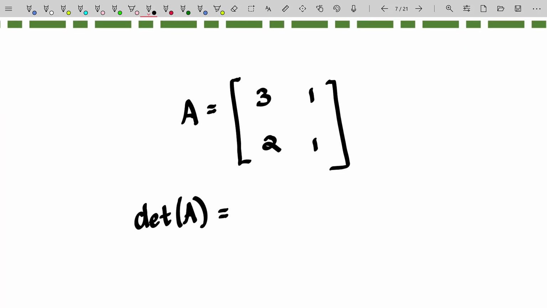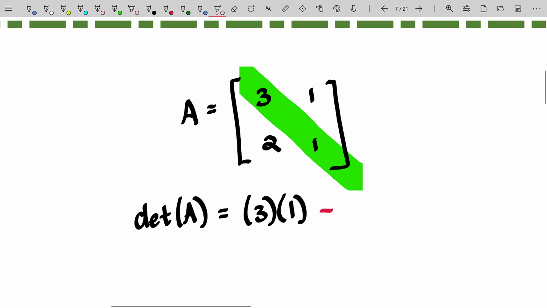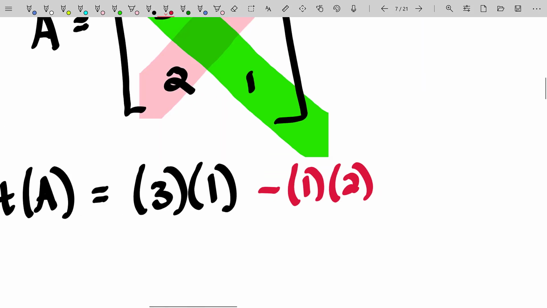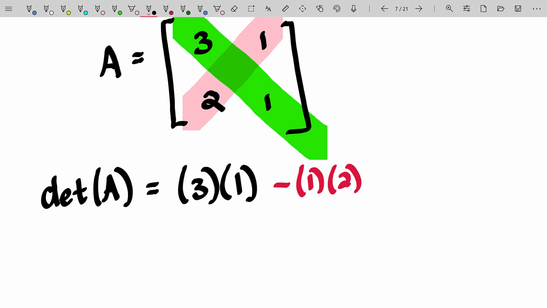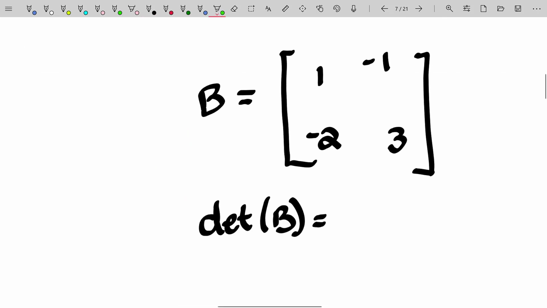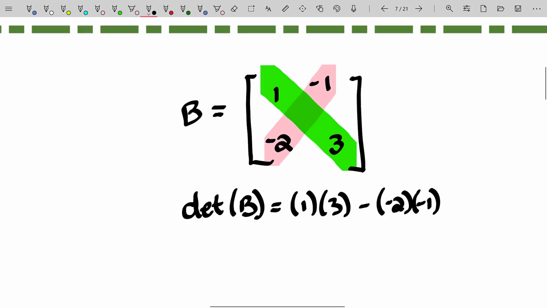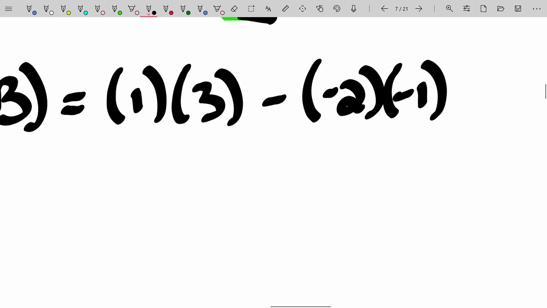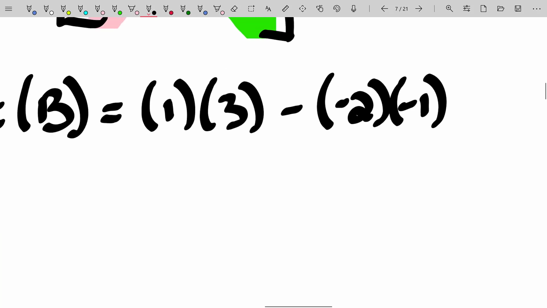The determinant of A, again, is ad, the product, minus the product bc. Again, scalar multiplication is commutative, so I could have written that as 2 times 1. It doesn't really matter. But that determinant ends up being 3 minus 2, or 1. Let's go ahead and compute the determinant of B. And you see that's going to be, again, a times d, which is 1 times 3, minus b times c, which is negative 1 times negative 2. And in this case, again, you get down to the determinant being 3 minus 2 again, which is 1.